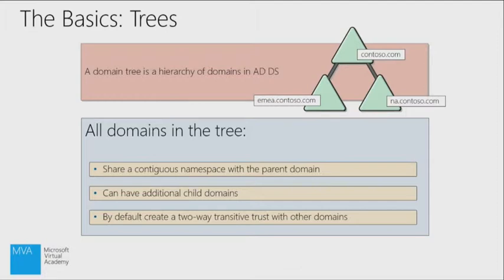This is a single tree. There can be additional child domains. Those child domains can be as deep or as wide as you'd like in terms of how many levels and how many domains you'd like to have. By default, domains create a two-way transitive trust with other domains. We haven't talked about trusts yet, but what this tells us is that any resources in any of these domains can access, or can be accessed by, rather, accounts in those domains. I don't have to create anything, allow anything, specifically designate that users in na.contoso.com can access resources in contoso.com. It's automatic.